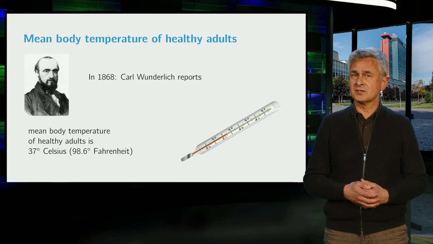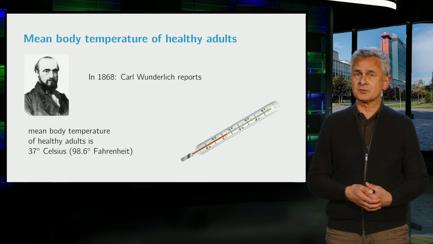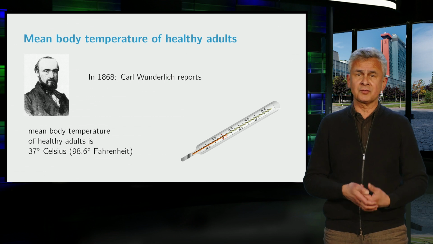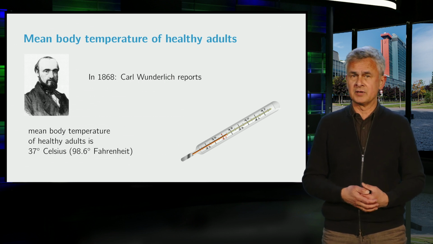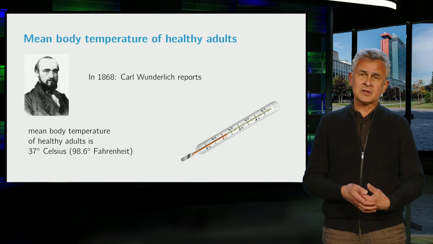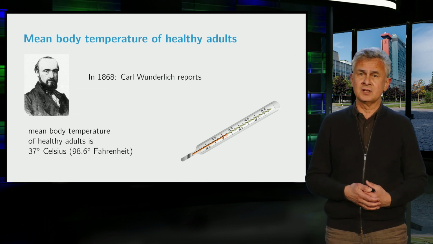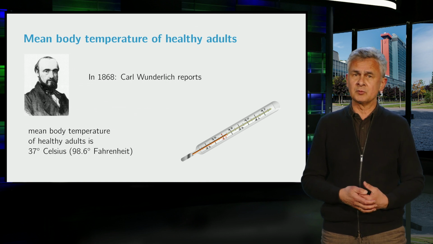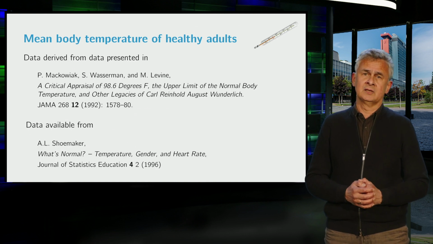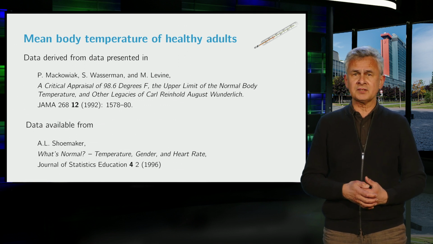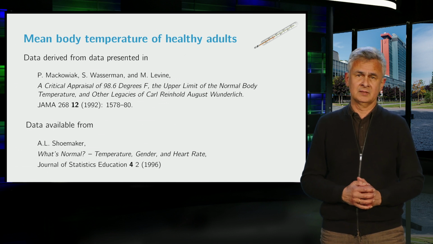Perhaps measuring devices have become more accurate in the last 150 years, or perhaps the mean body temperature of healthy adults has changed for some reason. We wish to test whether the mean body temperature of today's healthy adults is equal to 37 degrees Celsius. To perform the test, we use a dataset consisting of body temperatures measured among 130 healthy adults.